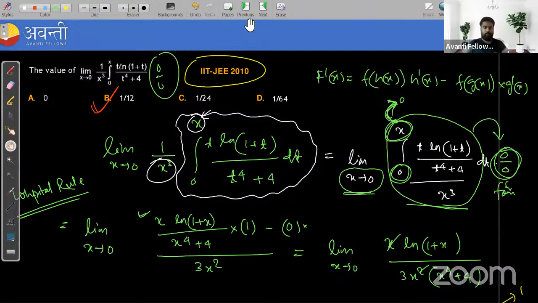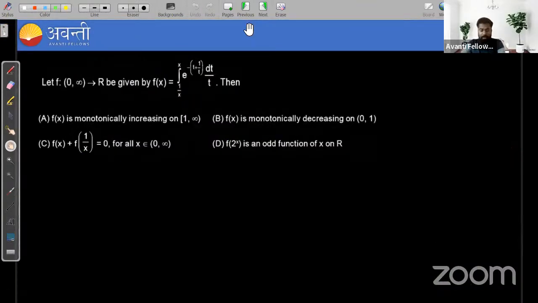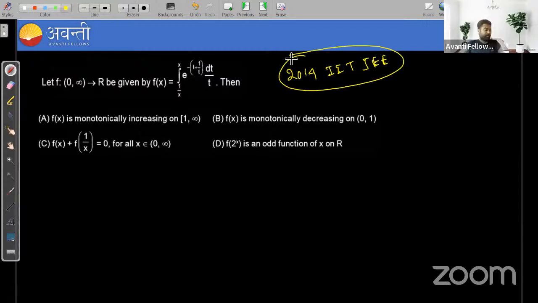Here you have the question. Here also we'll use the Leibniz theorem. It's a question of 2014 JEE Advanced. It's a question based on the Leibniz theorem also. So can you solve it? And it's a multiple correct answer type question.